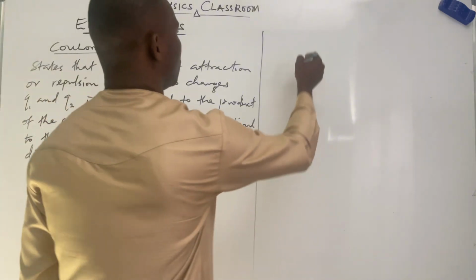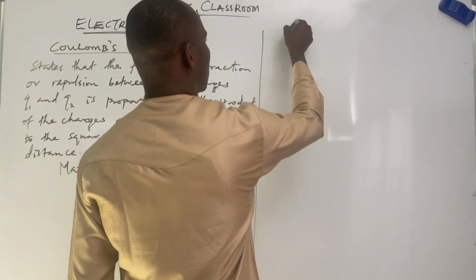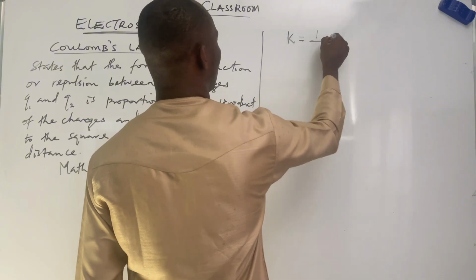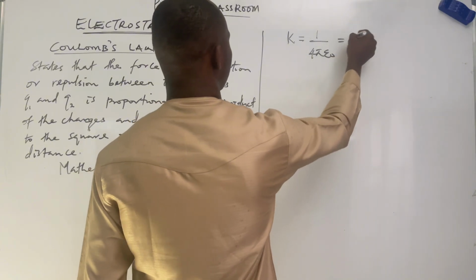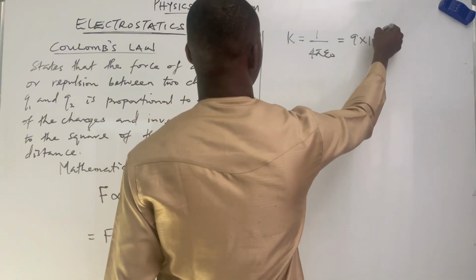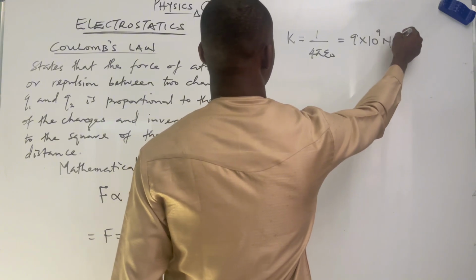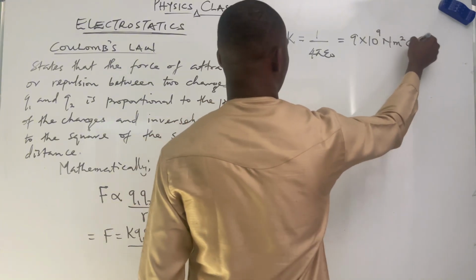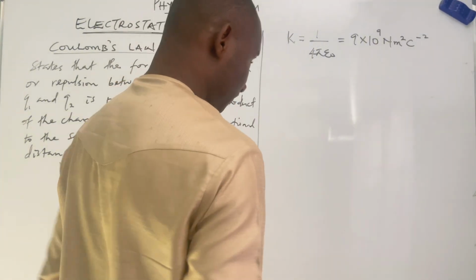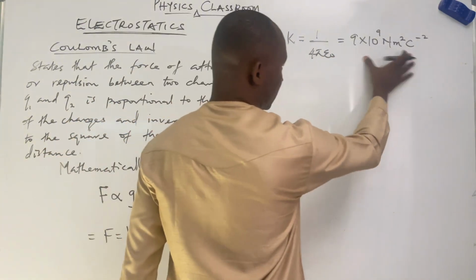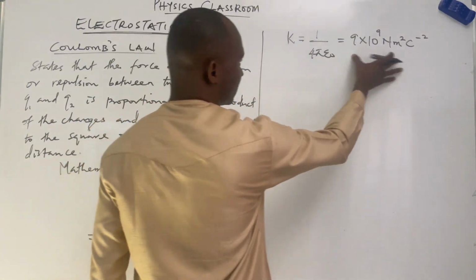Please note that K is equal to 1 all over 4 pi E naught. And that's equal to 9 times 10 raised to the power of 9 Newton meter square per Coulomb square. That's the unit. Take note. That proportionality constant is expressed as this.